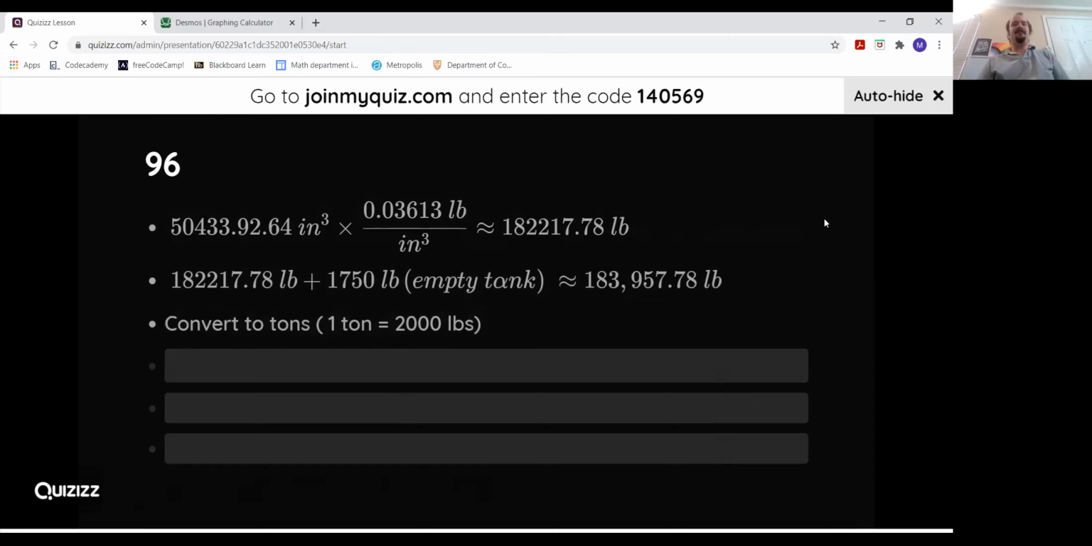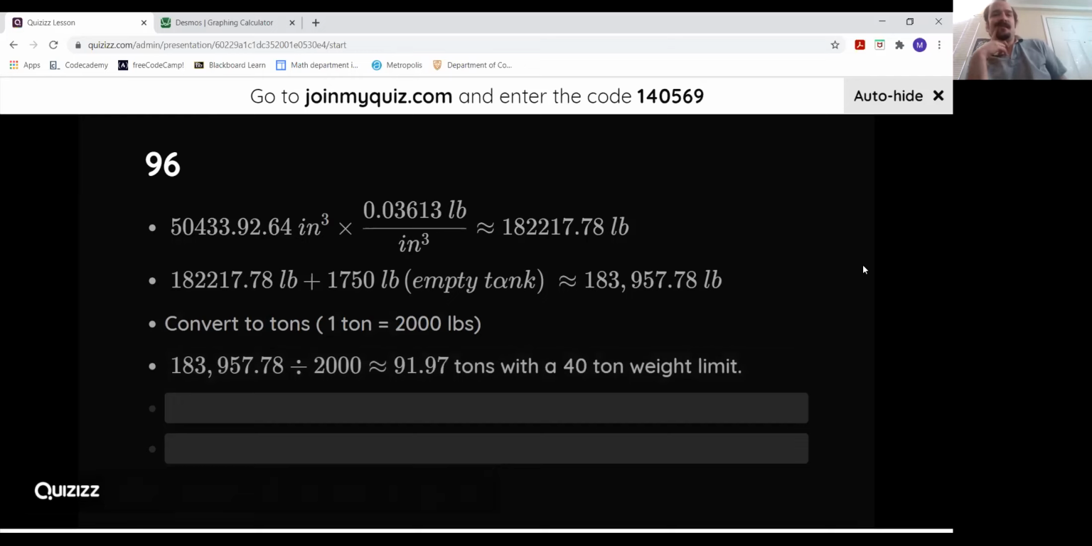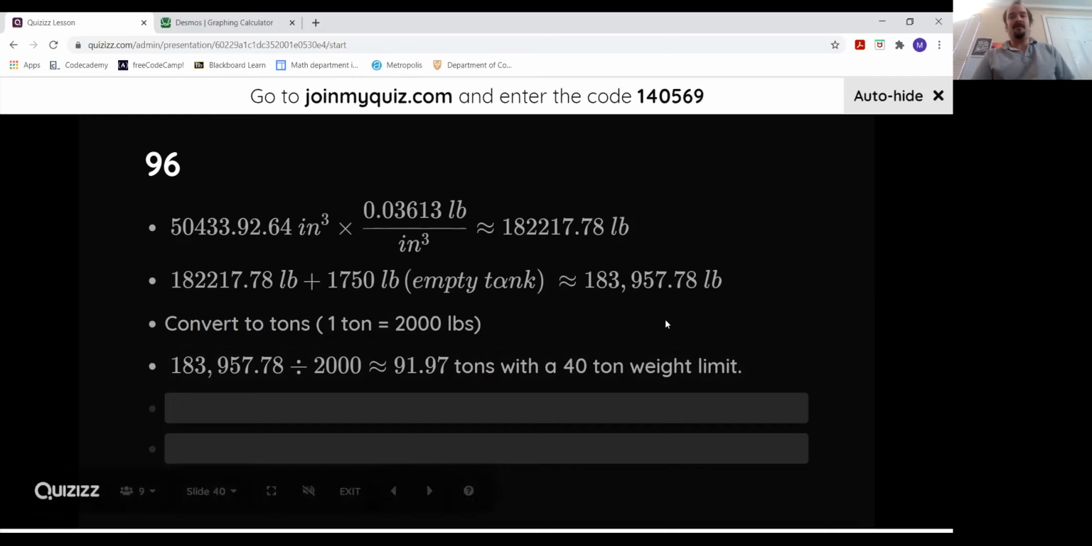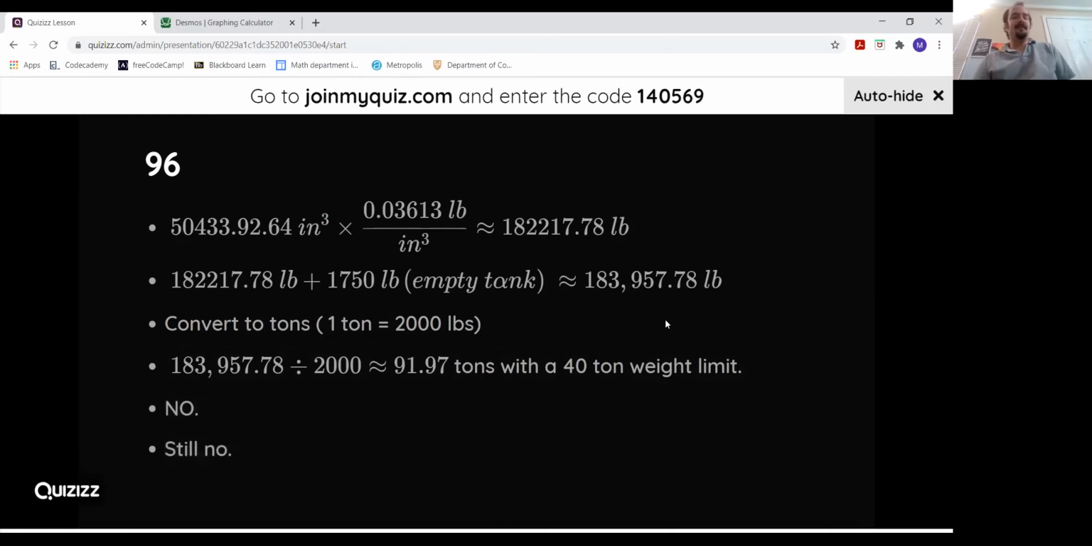And then if I want to convert it to tons, I know 1 ton is 2,000 pounds. So I'm going from small to big, so I'm going to end up dividing by 2,000 pounds to get the tons. So this is 91.97 tons, I think, is what the water weighs. And then the problem also said something about the truck weighing a couple tons. So already we're way over the ton limit. So no, you're not going to make it over that bridge. Don't do it.